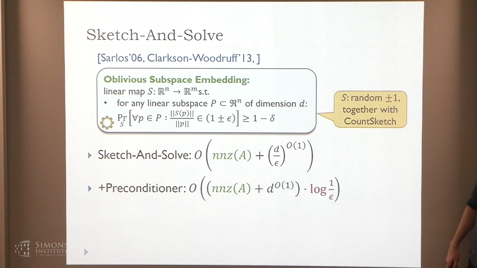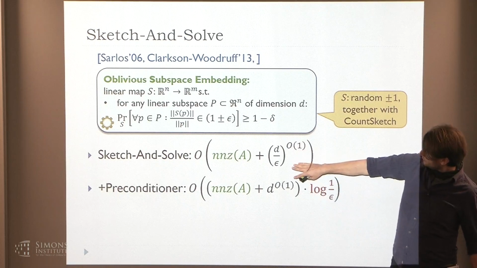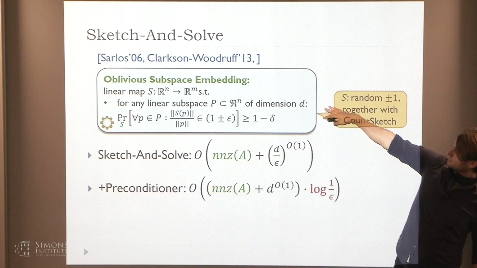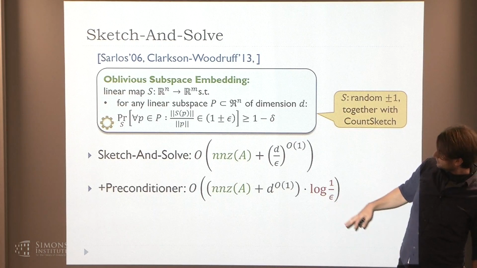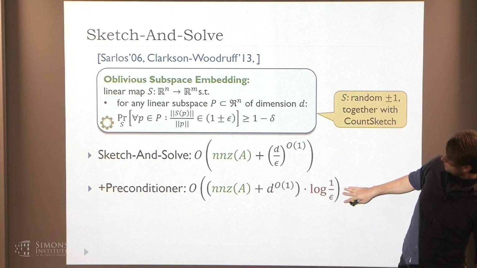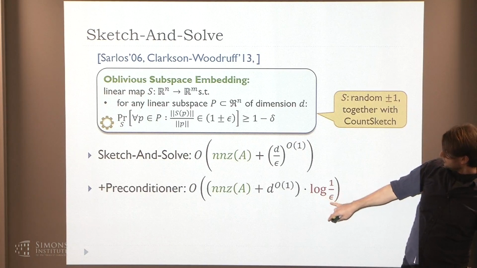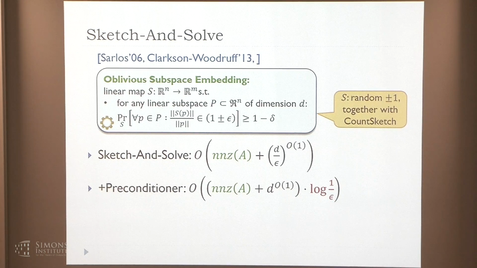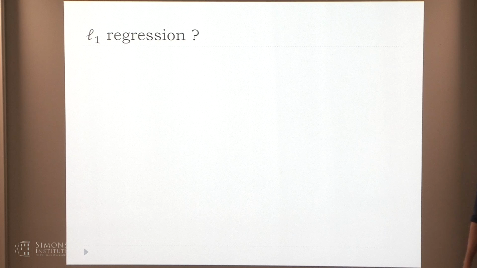If you're unhappy with polynomial dependence on 1 over epsilon, it turns out that you can combine these ideas of oblivious subspace embeddings together with preconditioning, and this will give you a time of this sort, where you'll have a factor of log of 1 over epsilon. So this is roughly how things go for least squares regression, so basically for the L2 norm. But what if we want to do L1 regression?